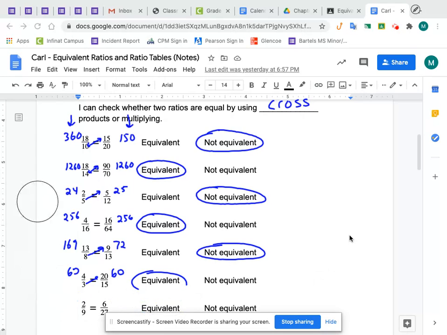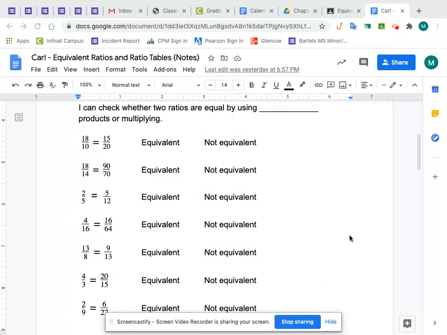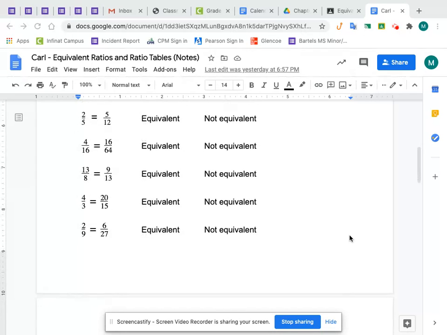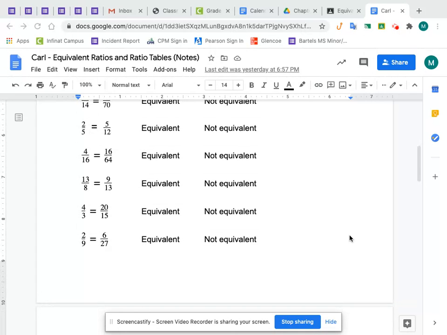Not hard. We just need to make sure that we multiply the numbers that are across from one another and see if these ratios are equal, and then either highlight or bold equivalent or not equivalent.